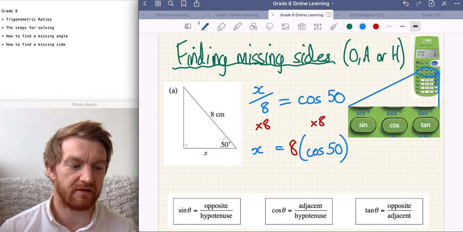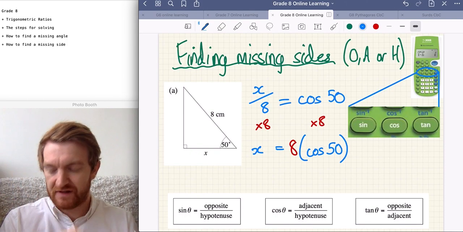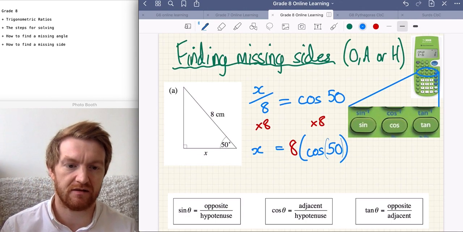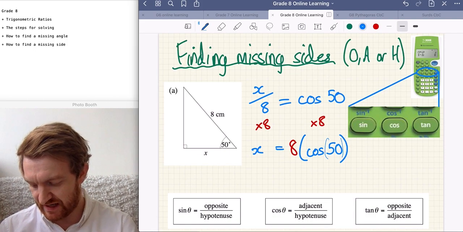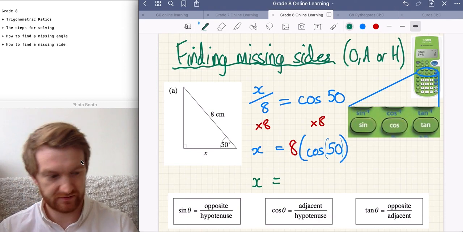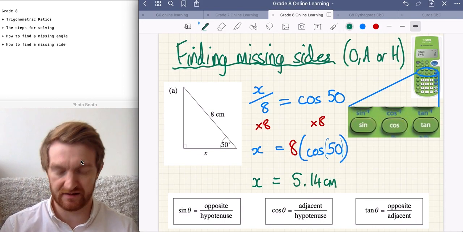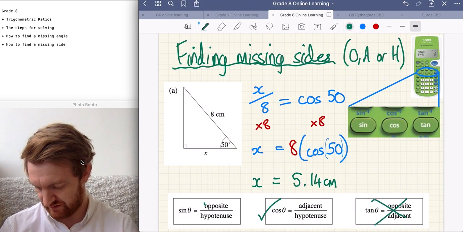And if we type that into the calculator exactly with the brackets, 8 cos 50, sometimes your calculator will put brackets on for you depending on your calculator. That's fine as well. And we type that into the calculator exactly as I've written it. There we go. And we say, well, x is equal to 5.14 centimeters because it's a missing side. And we used cosine. We didn't use these two.